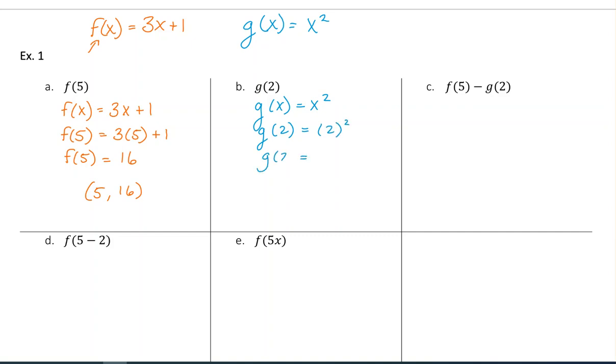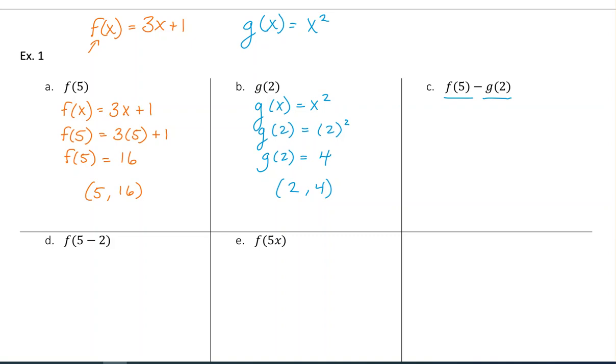And therefore, as we saw up top, g of 2 is equal to 4. If you want to list the point, it'd be (2, 4). Now things get a little trickier here. This question is asking us to solve what f of 5 is, take our answer, and subtract it from what g of 2 is.